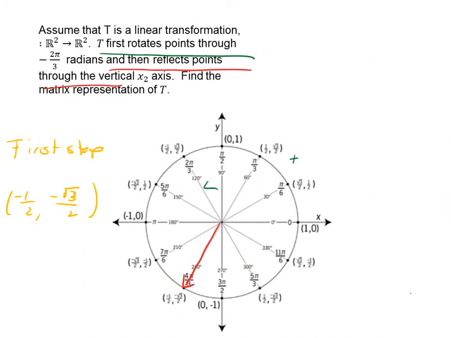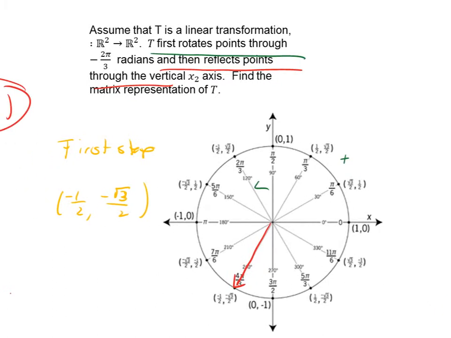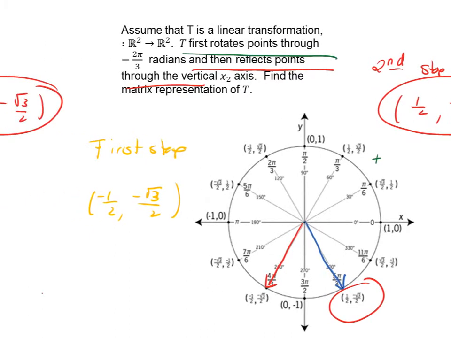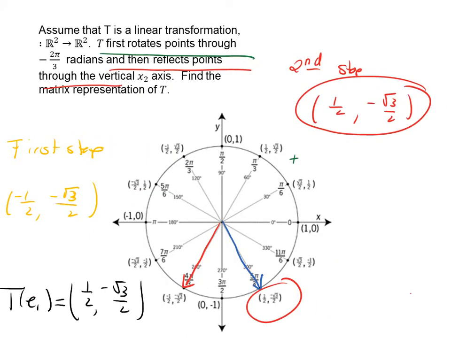The second step is to reflect this through the vertical x2 axis. So there's a reflection. I just fold the piece of paper over, first scribble really hard with a pencil, and then fold over and scratch it on the other side. This is the vector that you're going to get. So that's where I land, (1/2, minus square root of 3 over 2). So easy when you already have the unit circle drawn on there. So that gives me my T of E1.